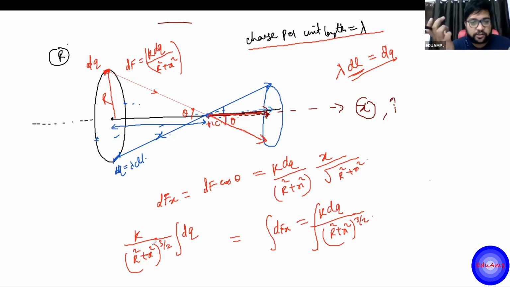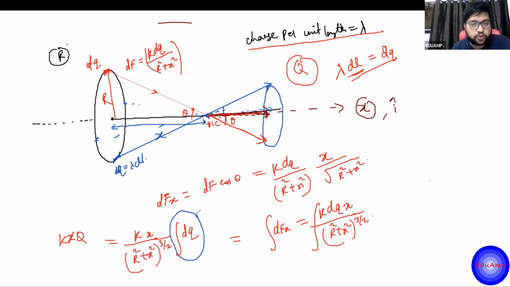So what is the sum of all the dq's? What is the total charge? The total charge is whatever will be given in the question, right? Let's say capital Q is the total charge on the ring. Okay, this x is also there, right? Yes. So this becomes kx capital Q. The integral of all such small dq's means the total charge on the ring, that is capital Q, which will be given in the question.